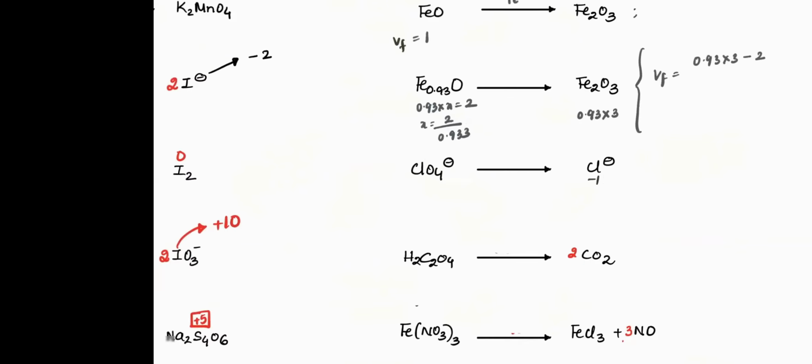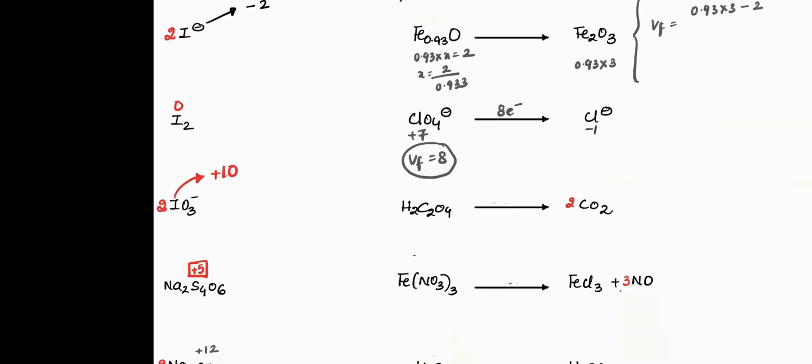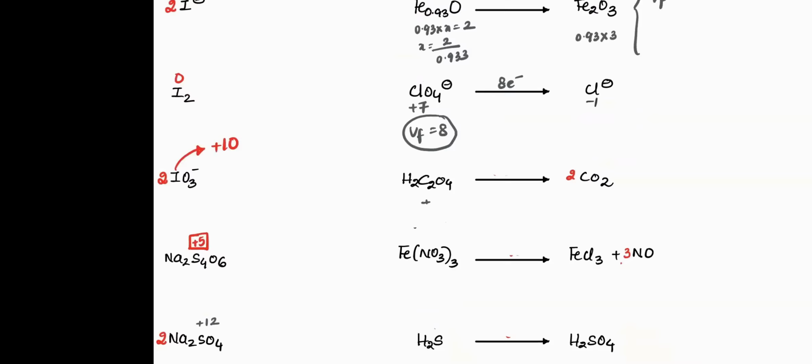Next. Chlorine, here it is at +7, changing it to -1. So number of electrons transferred is 8. So the valency factor for perchlorate is 8. H2C2O4, here it is at +6, and for 2 carbons it is +8. You should always check out for 2 carbons in such case. So the valency factor is 2.